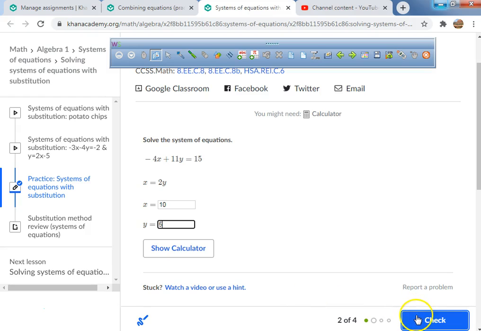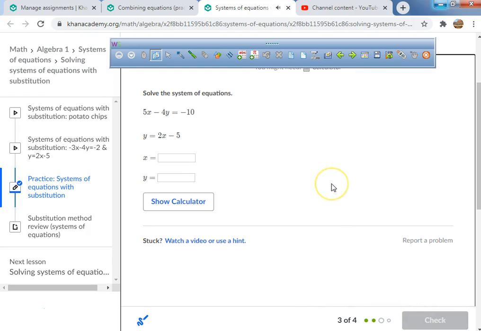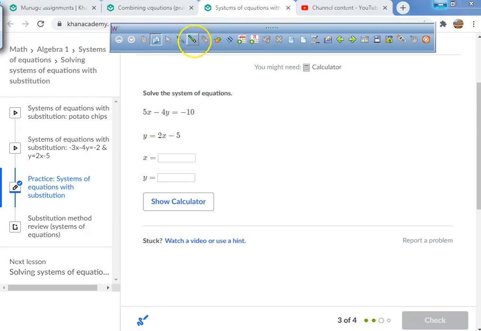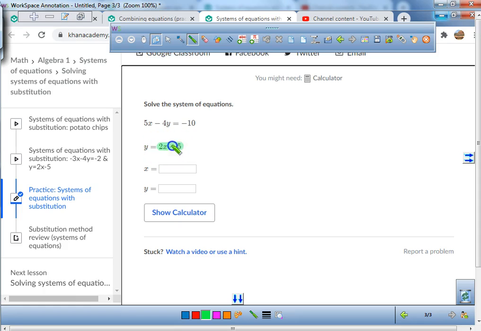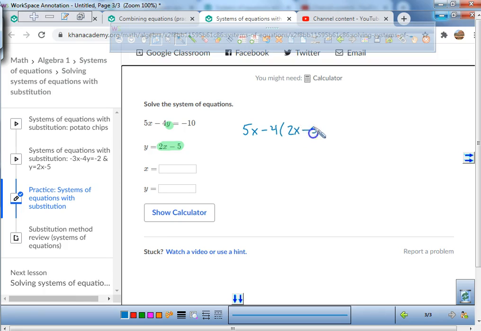Now I don't go this fast in class because I got to go slower because students need me to go a little bit slower than what I'm doing here. You can always pause me though, all right? So right now, what does it say? Y is equal to 2x minus 5. So right here for y, I plug in a 2x minus 5. So I'm plugging in a 2x minus 5. I'm setting it equal to negative 10. I'm going to distribute and distribute. So I got 5x minus 8x plus 20, because negative 4 times negative 5 is positive 20, equals negative 10.